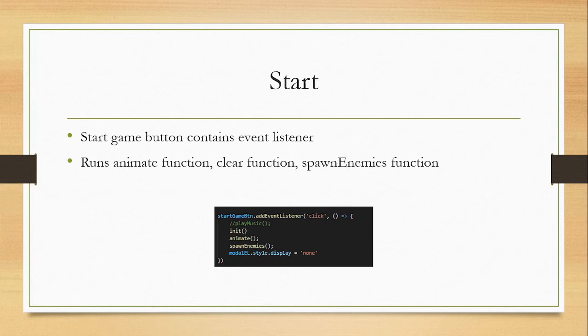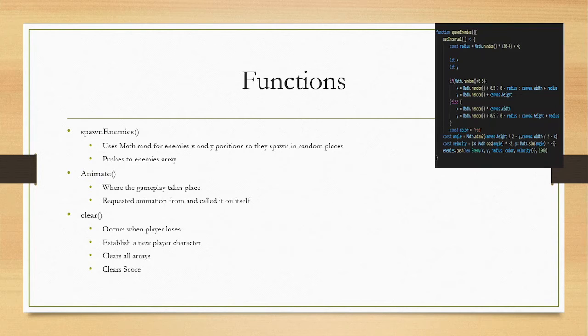The start game button contains an event listener. It runs the animate function, clear function, and spawn enemies function, and also removes the modal by setting its style display to none, so that you can get the game started once the button is clicked. For my functions, I have a spawn enemies function, an animate function, and a clear function. The spawn enemies function does what it says: it spawns the enemies. It uses Math.random to change up the X and Y positions so they appear randomly all throughout the screen, so it's not just coming from one place, and it also pushes them to the enemy array.